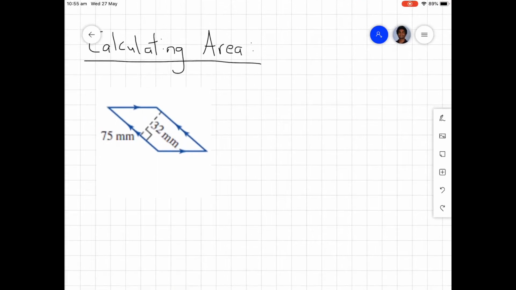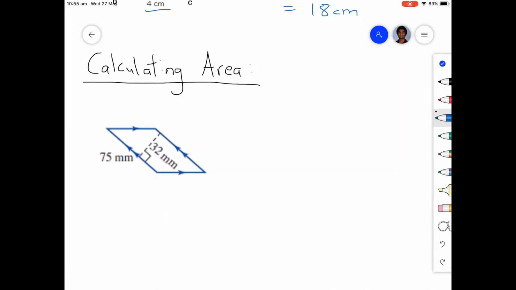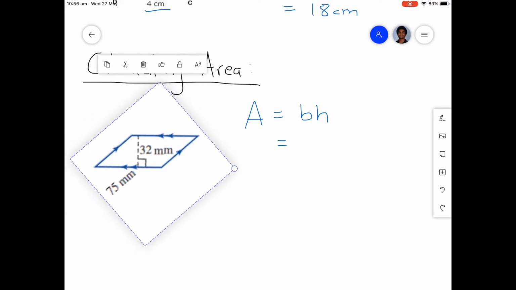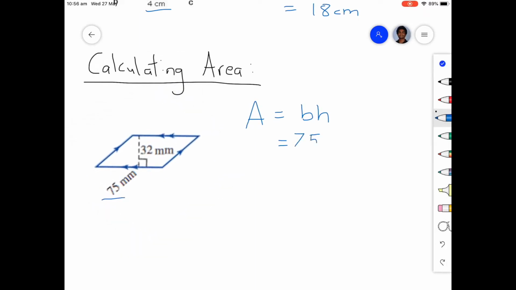Now looking at area. Our area formula once again was base times height. Looking at this shape on the left, while the base is not the bottom of this shape, if we were to rotate that shape, we would find that the bottom of that shape now is 75 millimeters, and the height, so the vertical perpendicular height that makes a right angle with the base, is 32 millimeters. And you can see that right angle in the shape diagram as well.